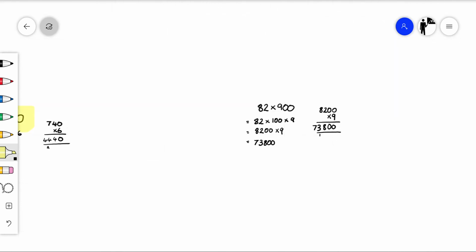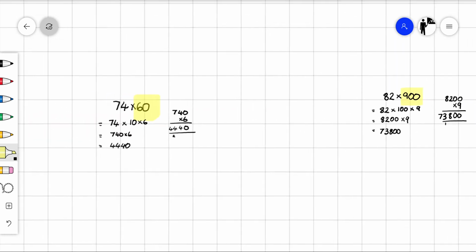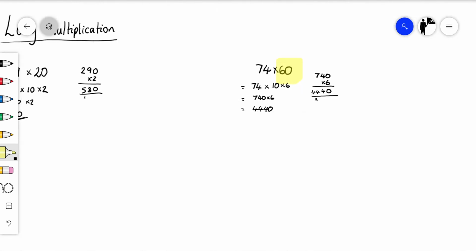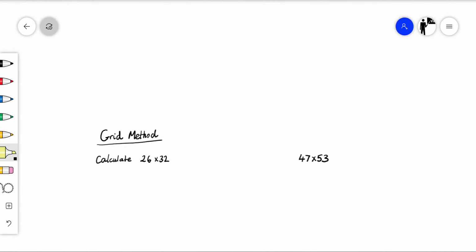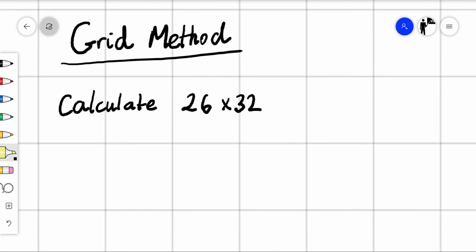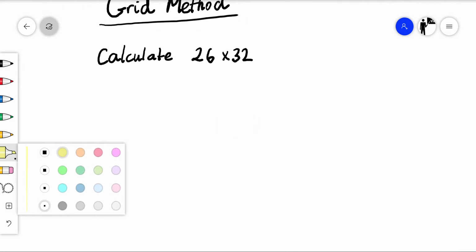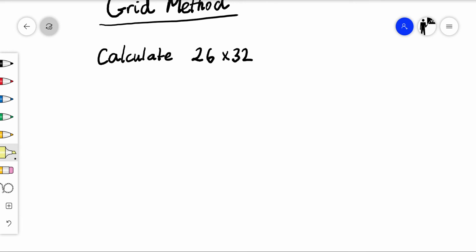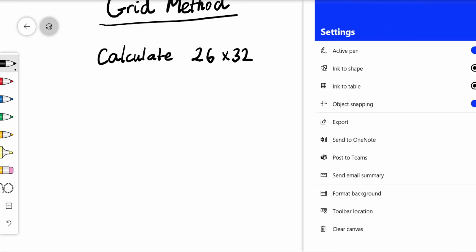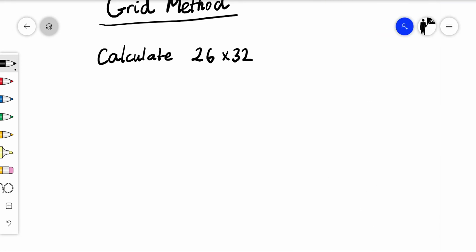And we can use this strategy quite happily when one of our numbers can be split up into something times 10, or something times 100, or something times 1000. But what we're going to look at now is when we can't do that, because do you see here that in this question, 26 multiplied by 32, we cannot split this number up. It's not like I can rewrite 26 as something times 10. So when we've got a situation like this, a method that we can use is something called the grid method.